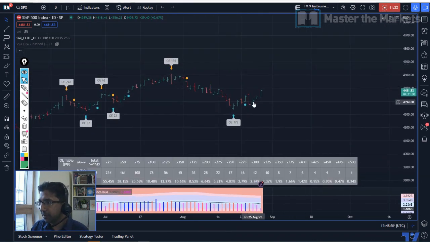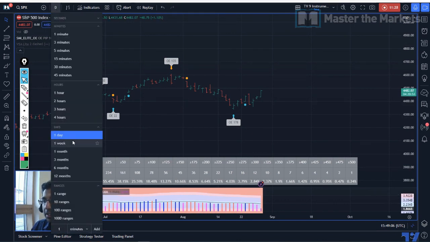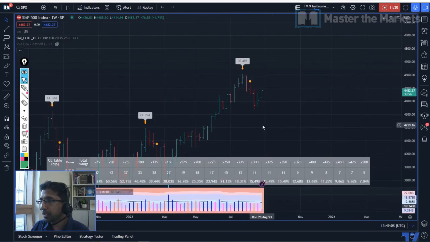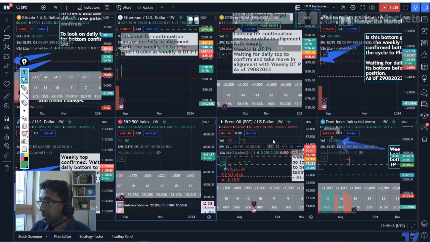But I'm also not having any volume spikes, as I can see in the VSA relative volume indicator. And the same thing for the weekly as well. I'm not really getting any volume spikes. So that's why I'm cautious of taking that bottom to hold. Okay, that's on the S&P.